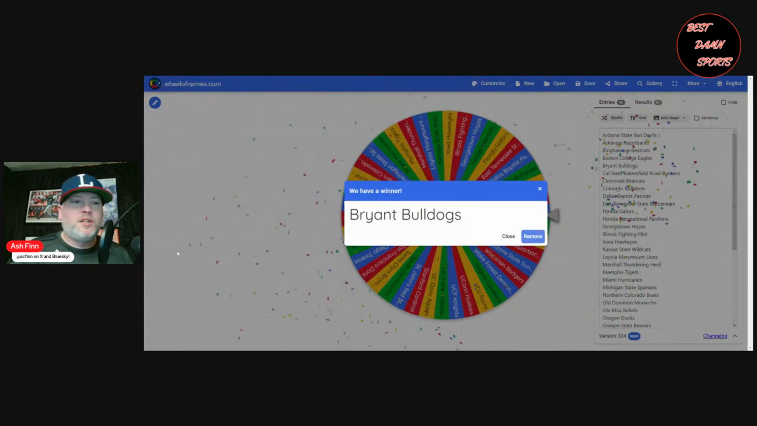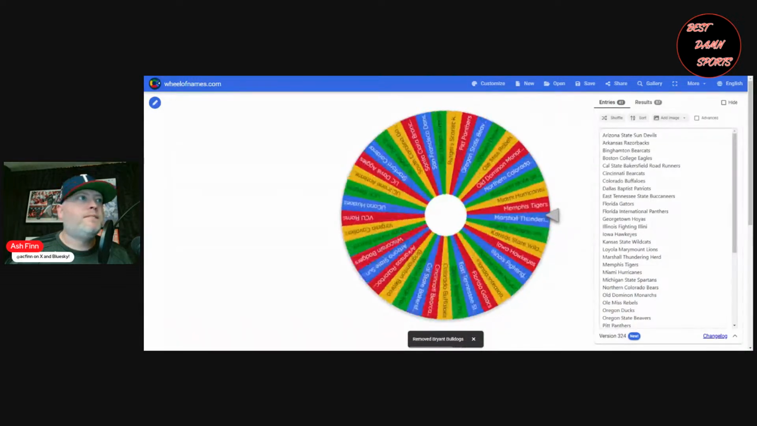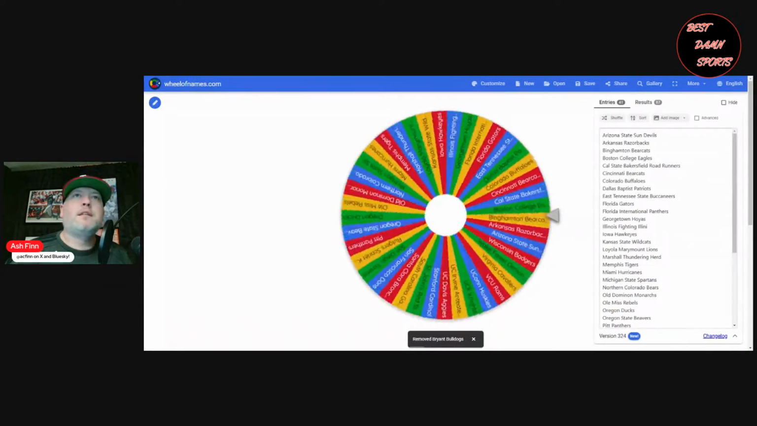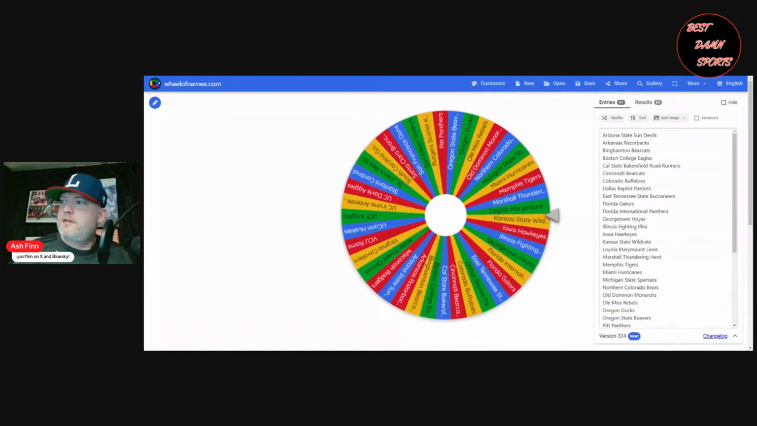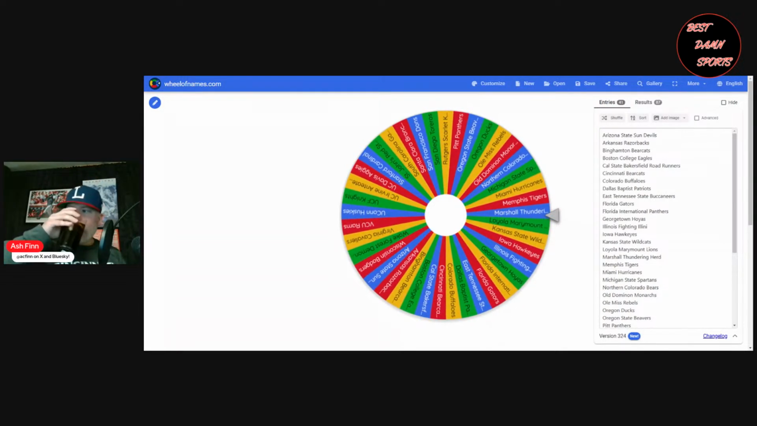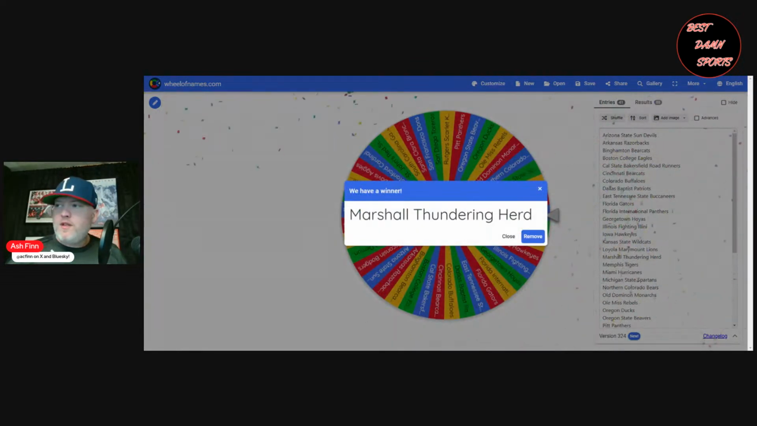The Bryant Bulldogs are going to be drafting. Let's see, what league are they in? Did I put them in the American or the Big East? Let's see, the Big East. The Big East Conference, the Bryant Bulldogs will be drafting number 6. Ta-da! Get out of here, Bryant, and let's spin it again. The Marshall Thundering Herd in the American Conference will be drafting in the 4th position.